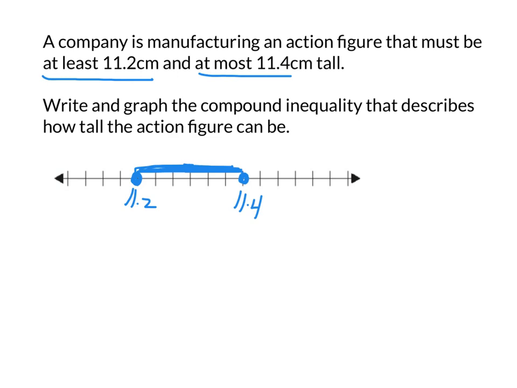Well, this graph is talking about the heights of all of these action figures, and we see that it has to be in between 11.2 and 11.4. When we're talking about that h being in between, we always use less than signs. We also see that it can equal both of those endpoints, so we use less than or equal to. And that would be a good way to write that compound inequality.